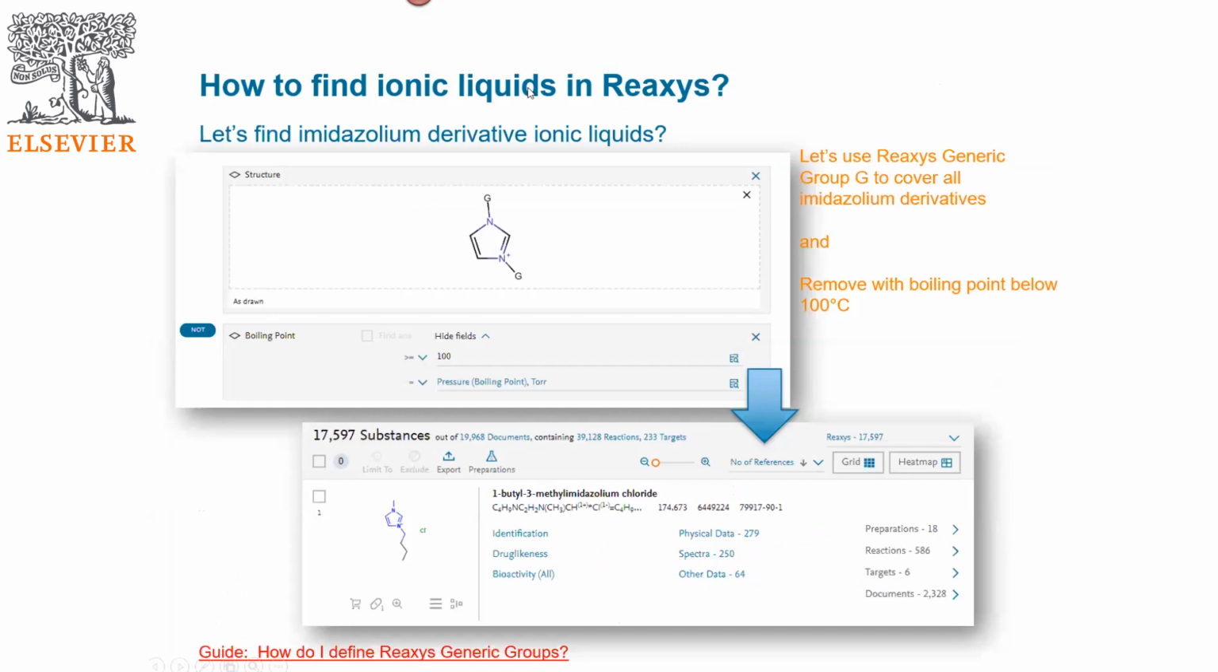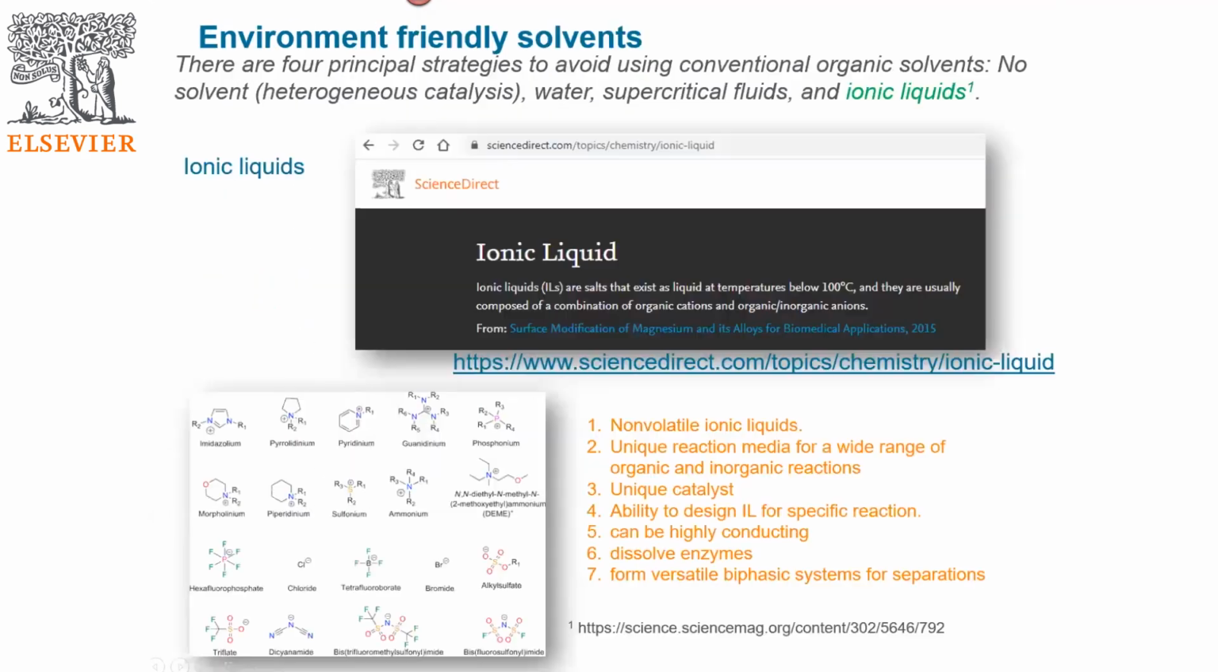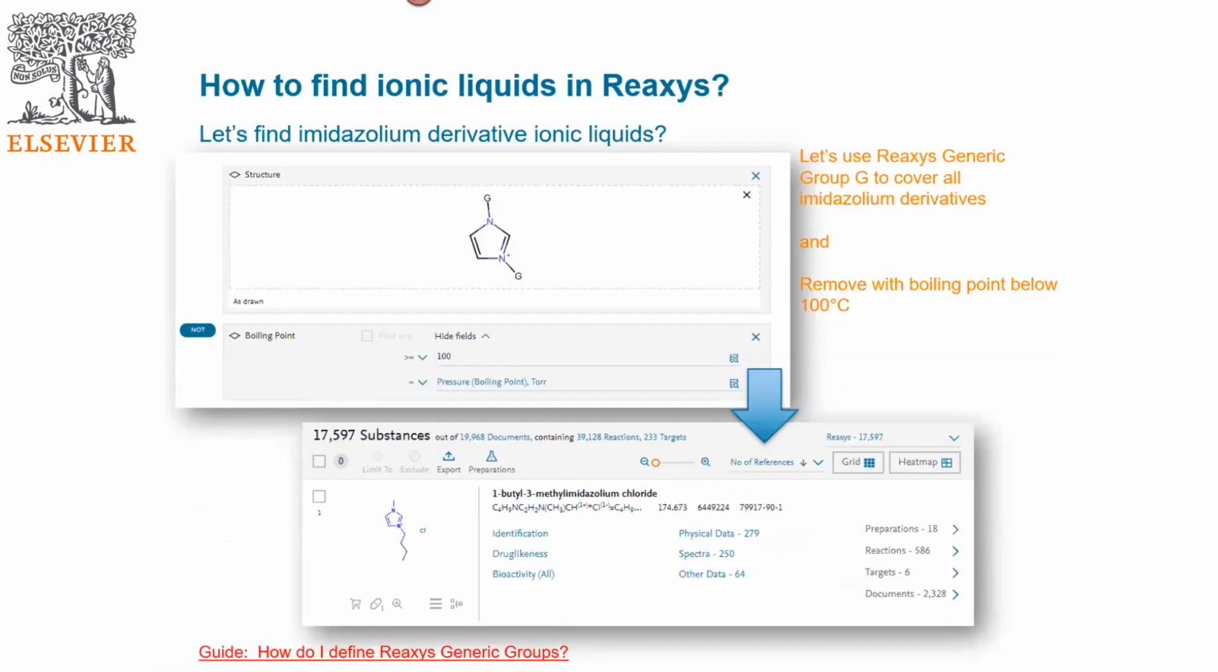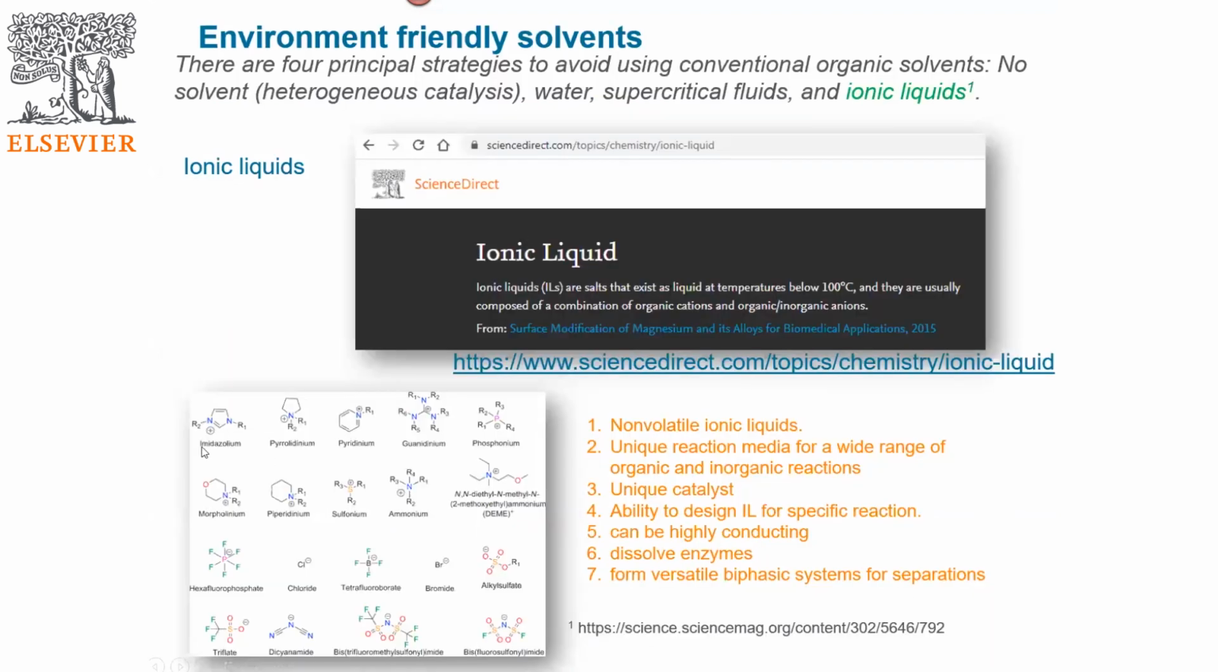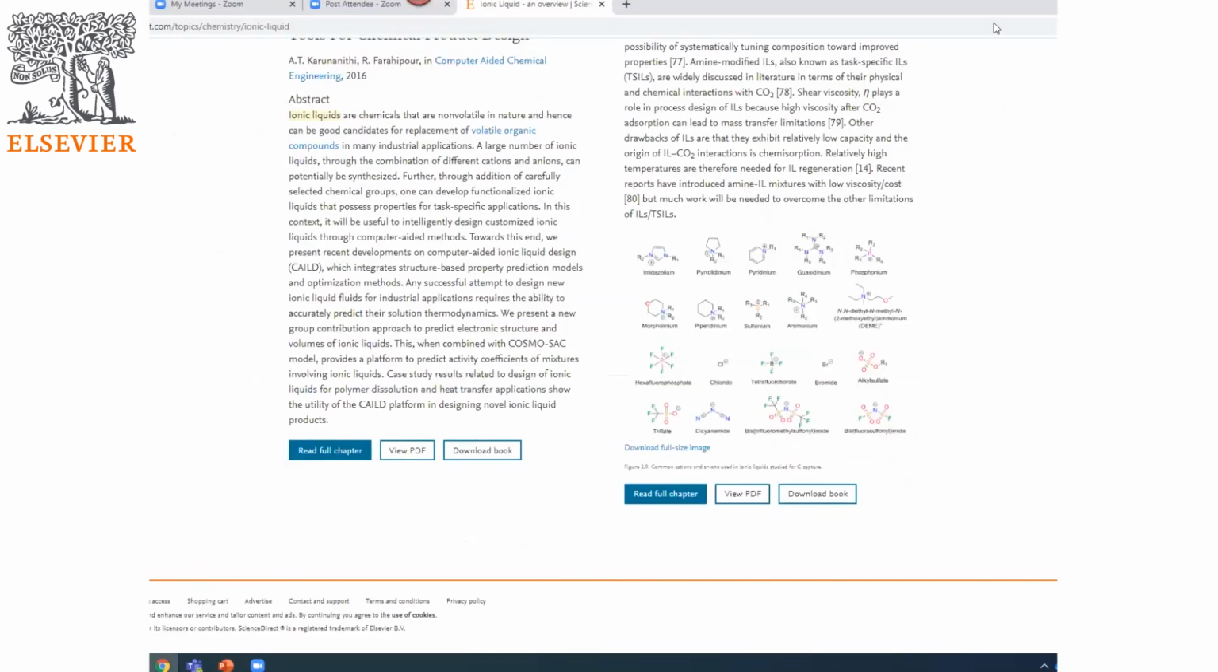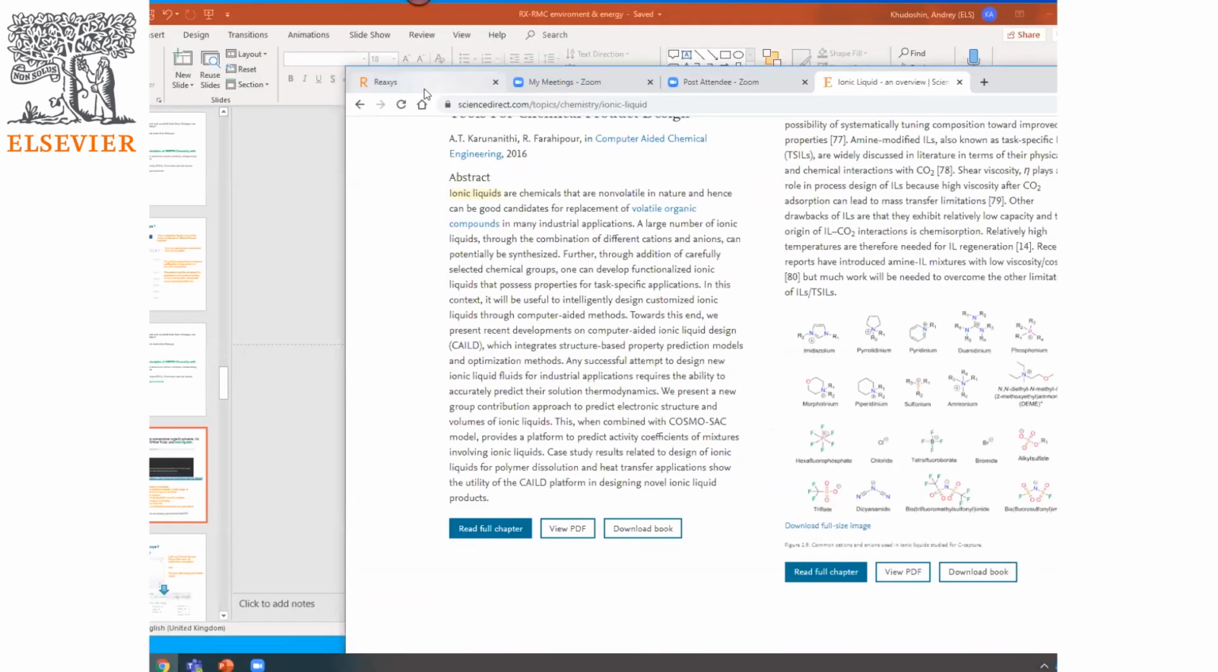How to find ionic liquids in Reaxys? Over there we have some radicals, some anions and cations, not radicals, and we can search all compounds, all salts related to these groups. So one of the most commonly used is imidazolium, and let's go to Reaxys and search for imidazolium.